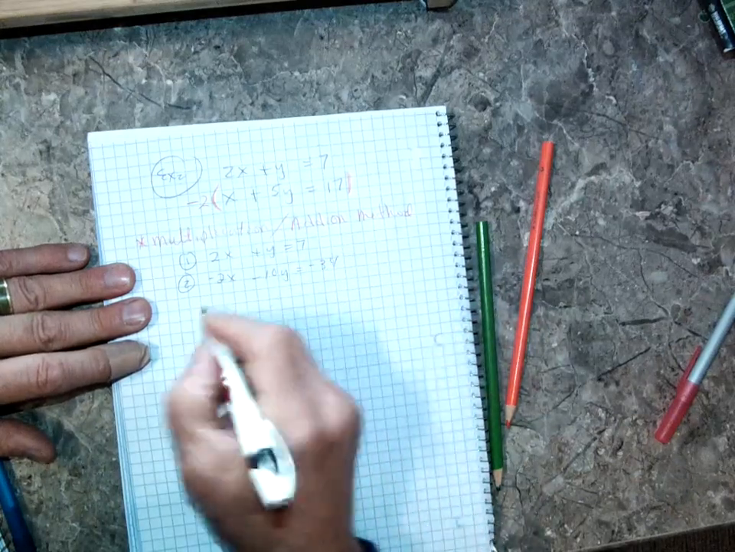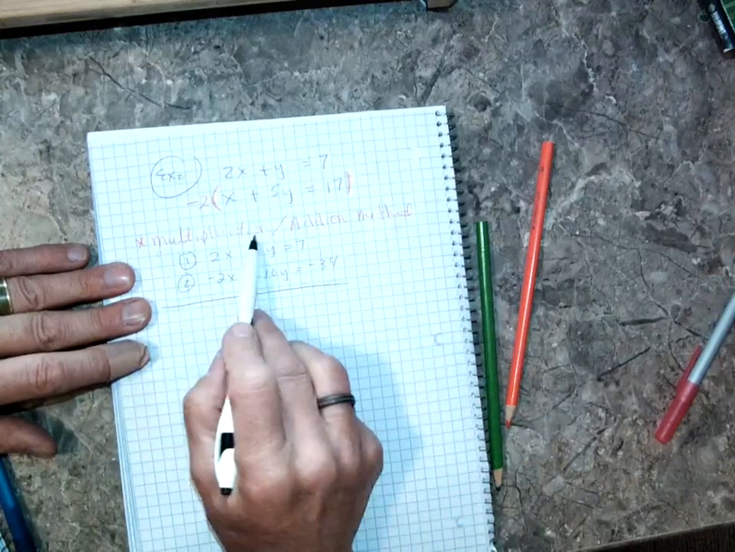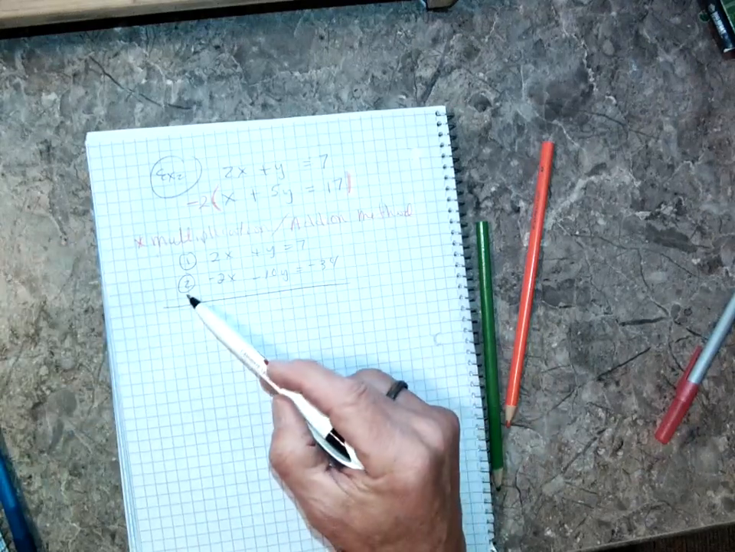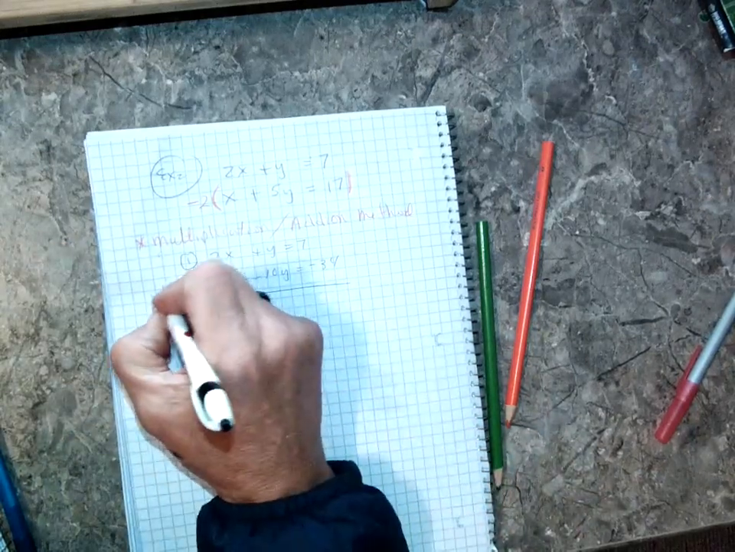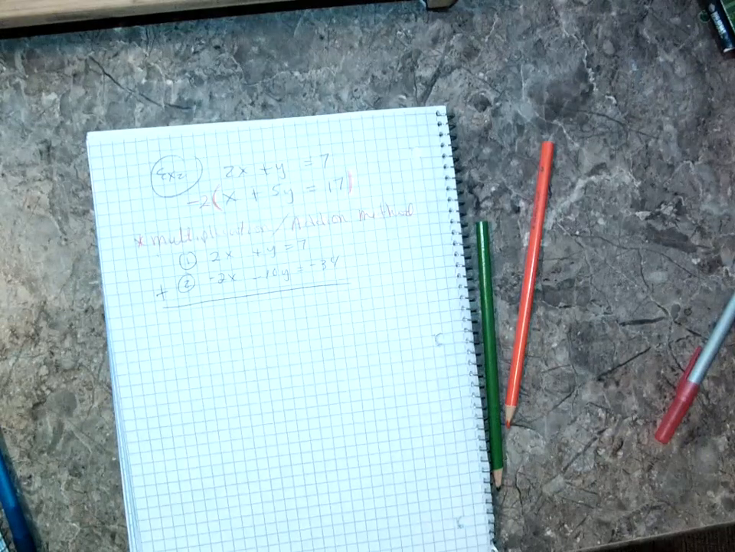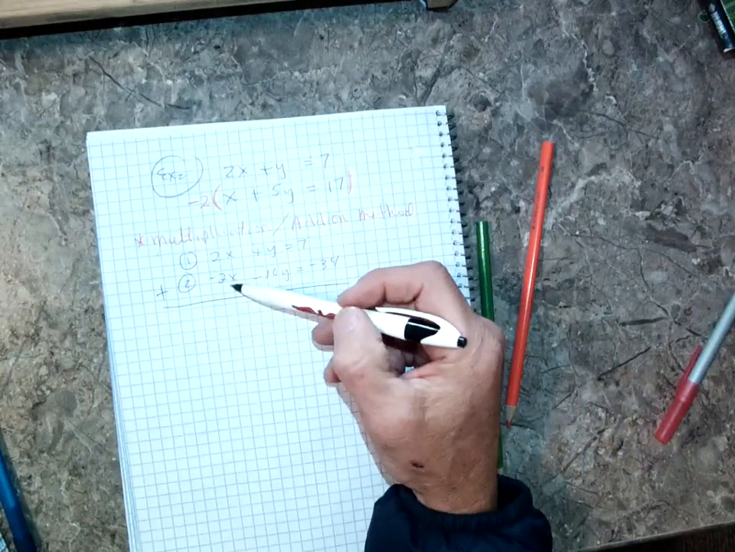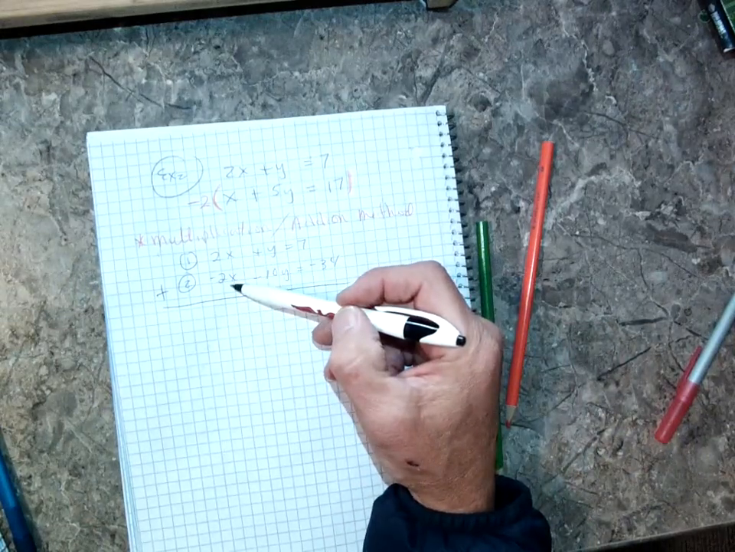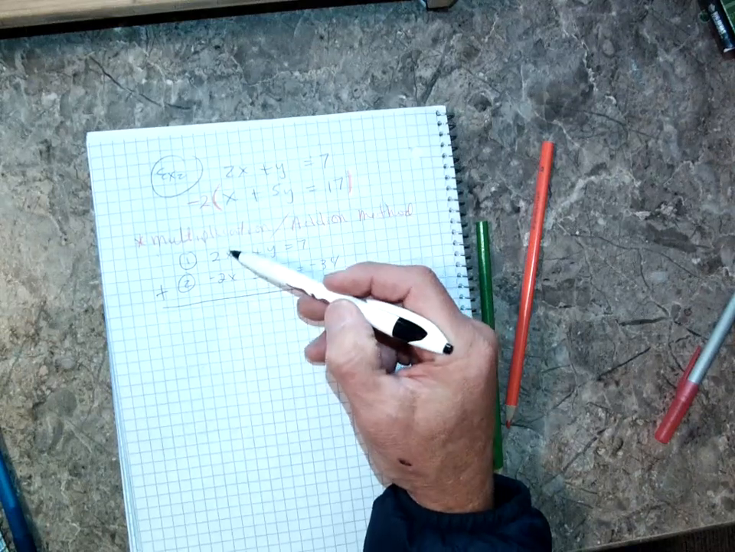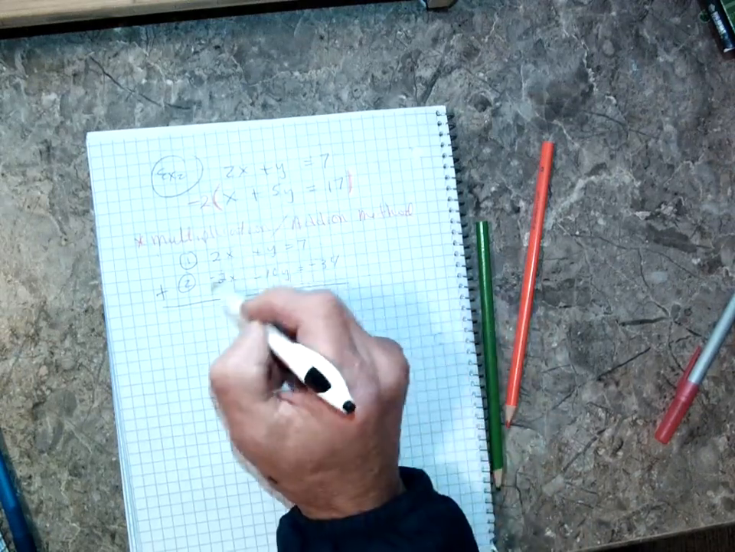Now, I call it the multiplication addition method because if I were to add the two, they would cancel out the x's. So the whole point is to make them opposite. Either make the x's opposite or make the y's opposite so they will cancel out when I add them. So add, x's are gone, boom, boom.